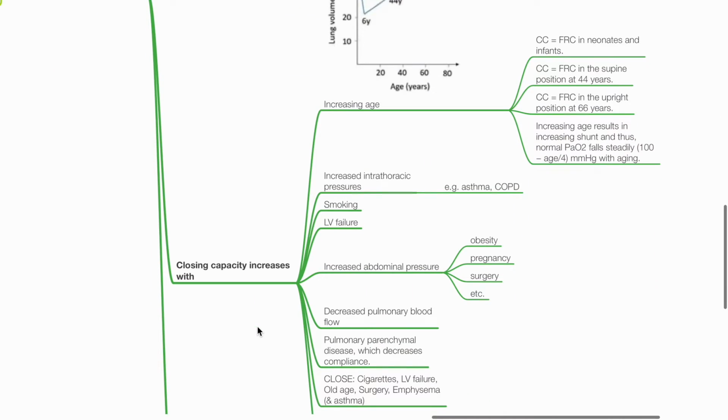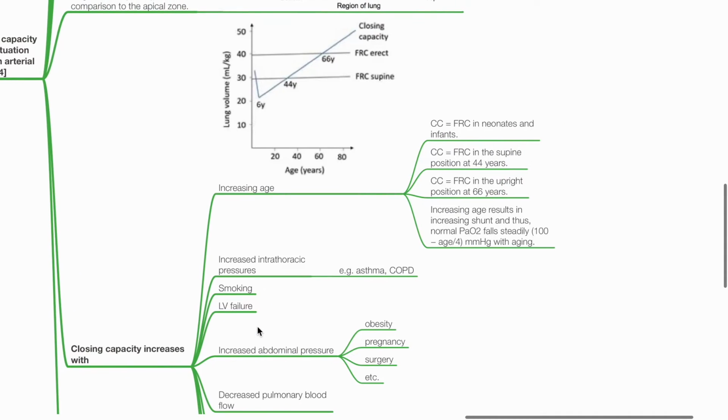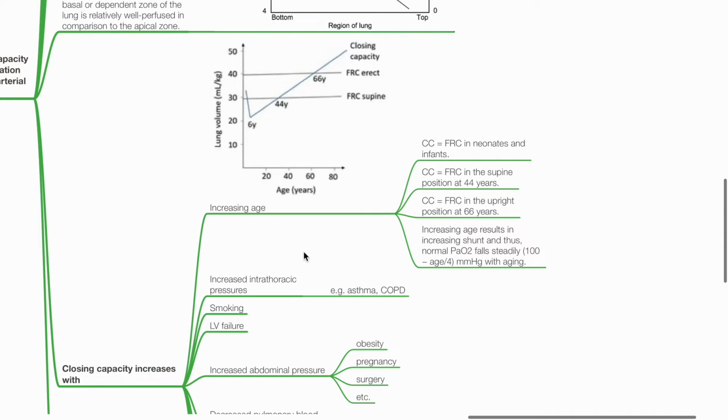Causes of increased closing capacity include increasing age. CC equals FRC in neonates and infants, CC equals FRC in the supine position at 44 years, and in the upright position at 66 years. Increasing age results in increased shunt, and thus normal PaO2 falls steadily with aging, which can be calculated using the formula 100 minus age divided by 4.